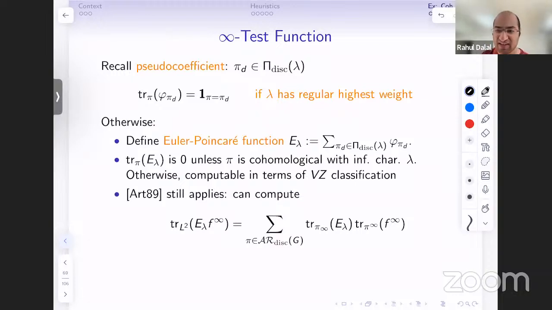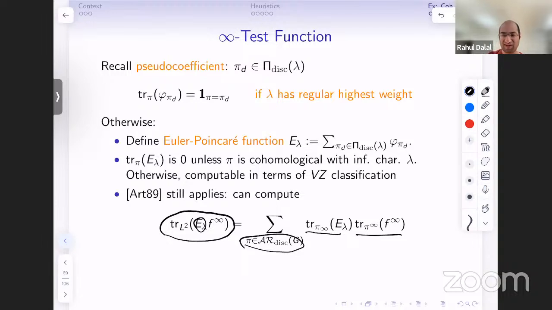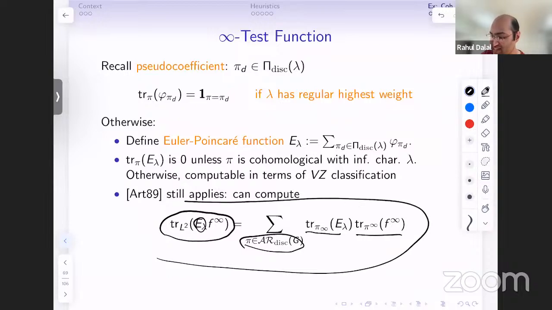Even better, the simple trace formula of Arthur 89 still applies. So we can explicitly compute the trace against the entire L2 space when we have this Euler-Poincare function at infinity, and it becomes a nice sum over automorphic representations of the trace at infinity times the trace away from infinity. So this is great. Here's our little piece with the noise. It's going to contain our cohomological terms that we care about, and it's going to contain some other terms. So what we want to do is start with this, and cancel other things out.